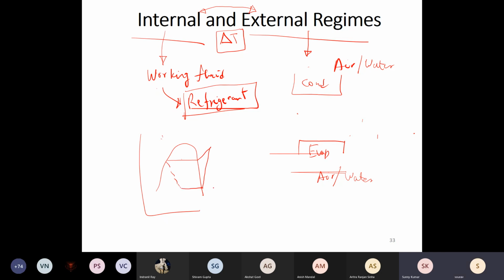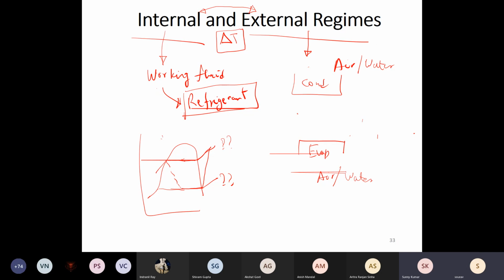We just simply draw the cycle and we don't care what is happening to the external regime. That is not the case. What decides this isobar on the condenser side? Or what decides the evaporator pressure? So what decides this?